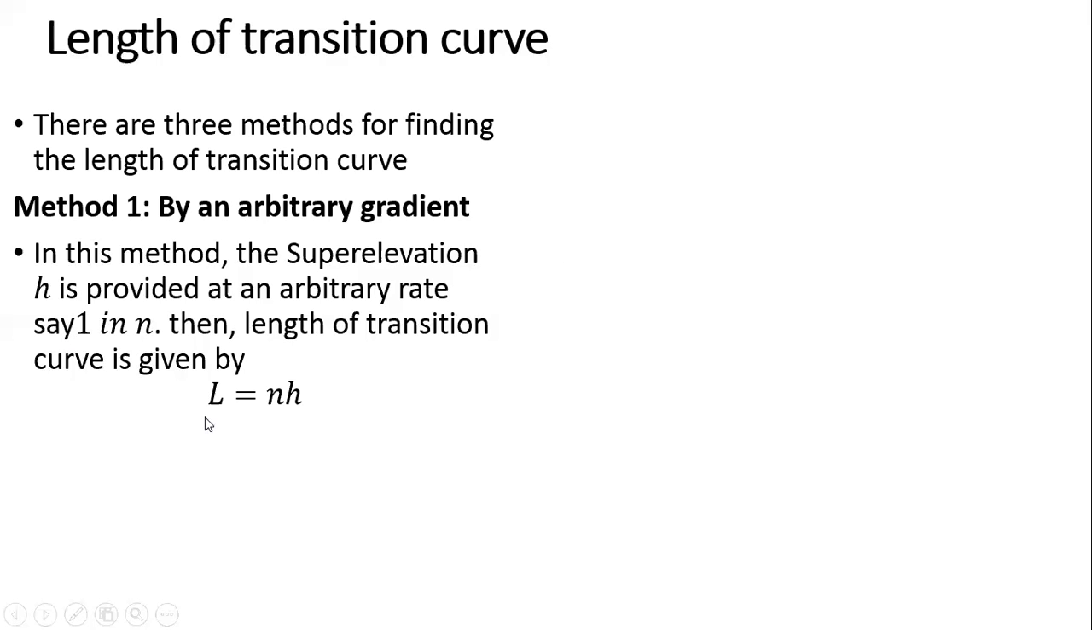Then the length of transition curve is given by L is equal to n into h. Now what is L here? L is in meter, that is the length of transition curve. Now n is an empirical number which varies from 300 to 1200. So you just put the values here. Generally we have to put the highest value here, so that the length of the curve will be higher, on the safer side.